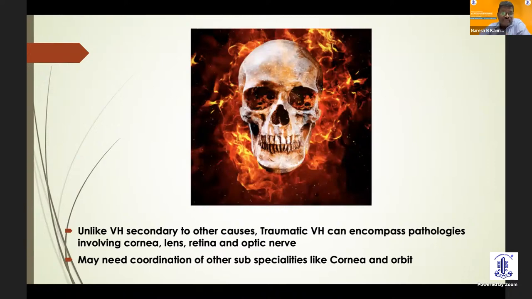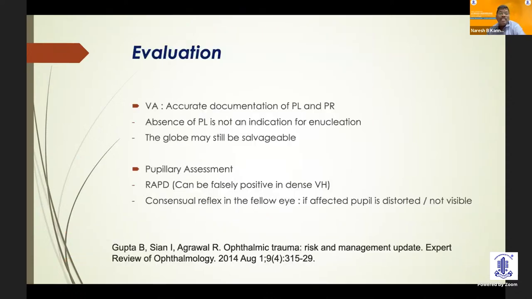As I have already told, it encompasses all the other organs of the eye, right from the cornea to the lens to the retina. In fact, we are in a single specialty eye hospital, so we rarely come across cases with head injury or blast injury. Most of the time we get clean orbital or ocular injuries. But whatever it may be, we need complete coordination with other specialties like cornea, orbit or even cataract, because they can do a better job repairing the corneal wound than us.